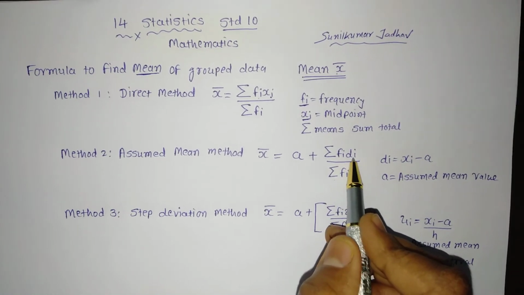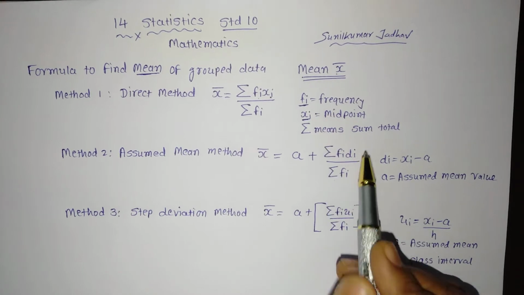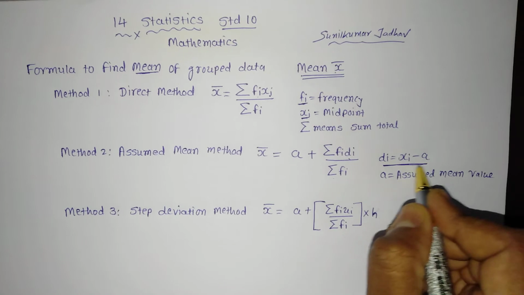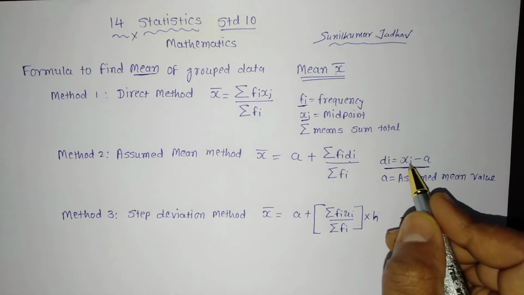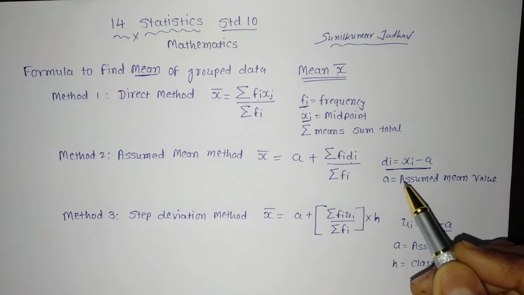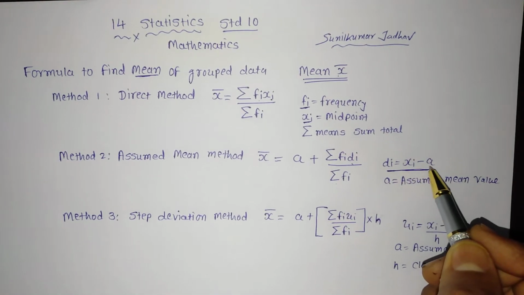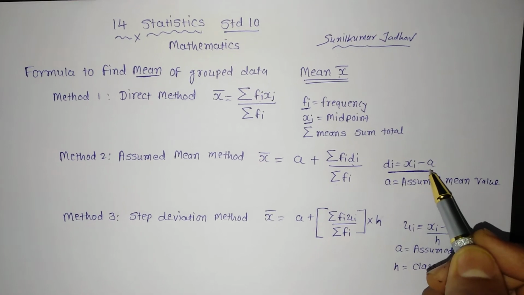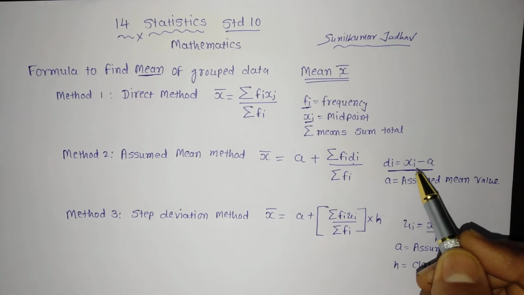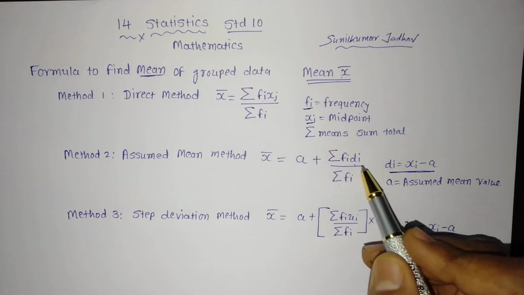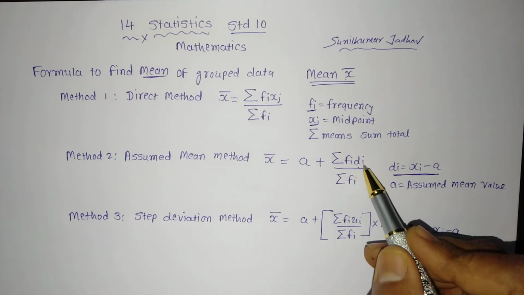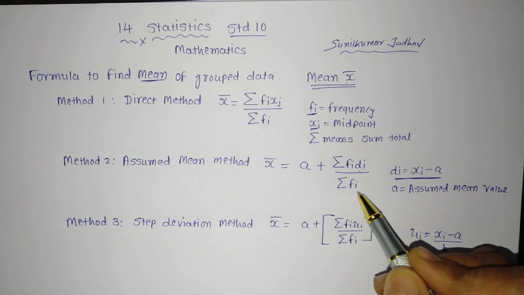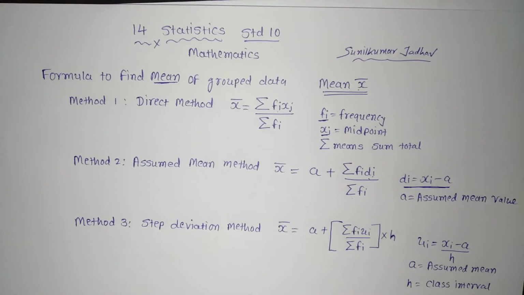Here it is fi into di. Fi means, as we have discussed, frequencies, and di is given by the formula di is equal to xi minus a. Xi means, we know, the midpoint we have taken, that is xi minus a. We need to subtract the value of the assumed mean from all the xi's given, and then we do the multiplication of fi and di, and then take the summation of that divided by the sum total of all the frequencies. This is method number 2.